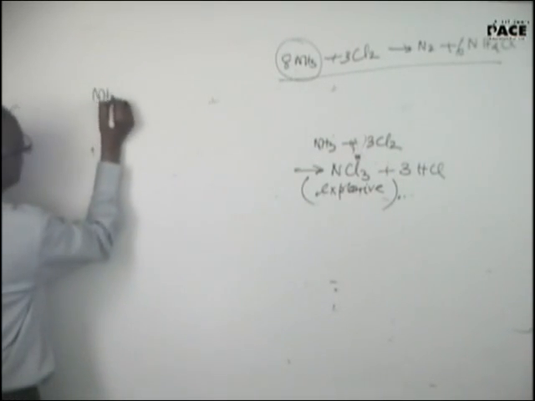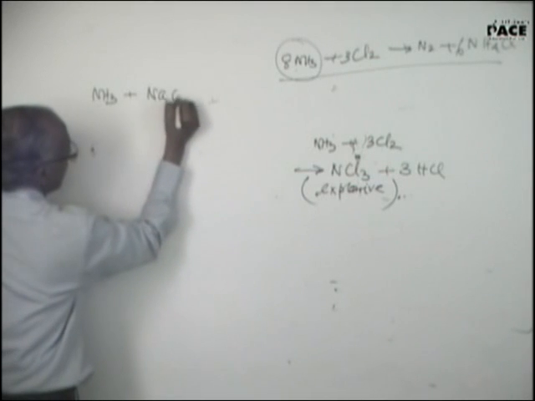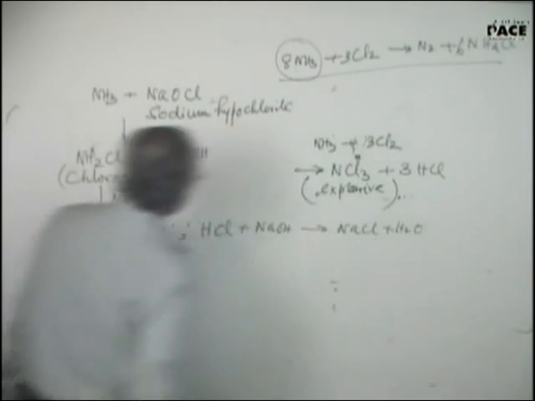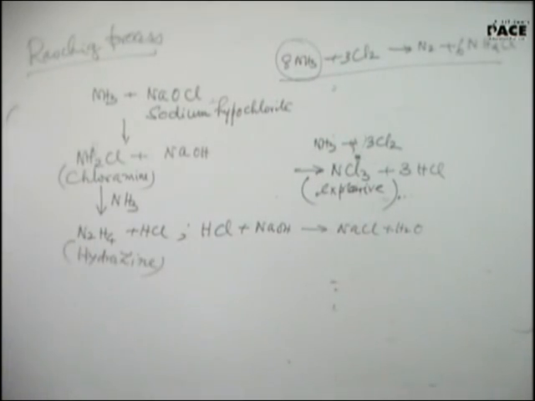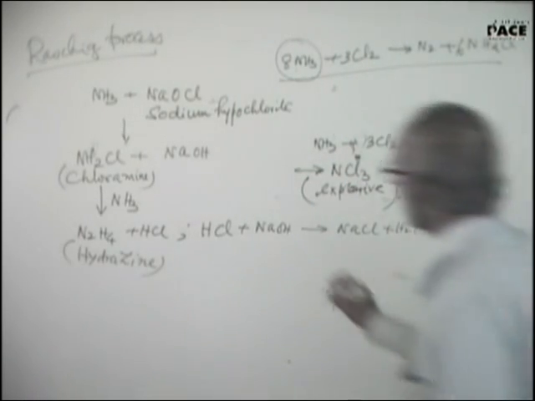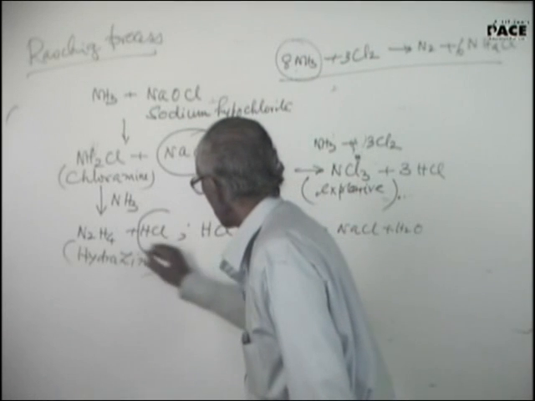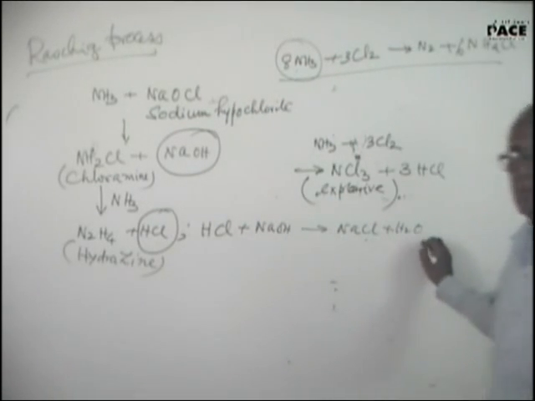Ammonia, when you react with sodium hypochlorite, gives you chloramine plus sodium hydroxide. Chloramine reacts with another mole of ammonia to give you hydrazine plus HCl. HCl reacts with sodium hydroxide to give you sodium chloride plus water.